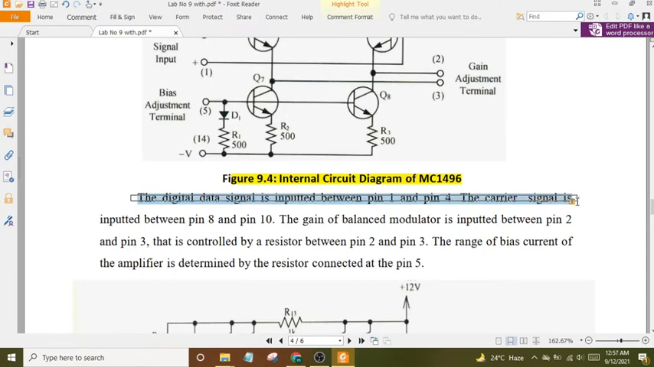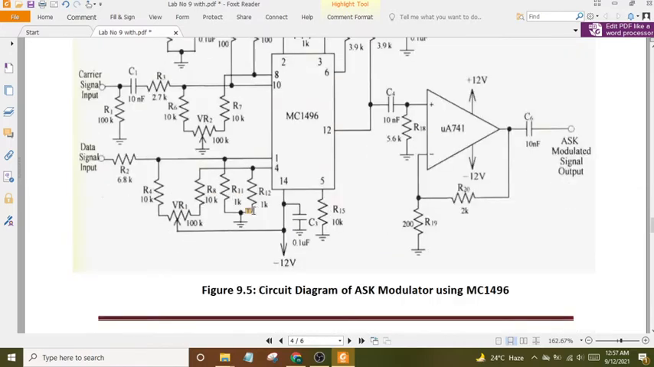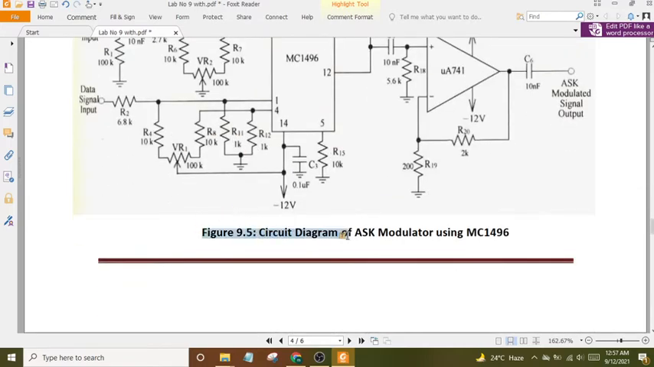Figure 9.4: Internal circuit diagram of the MC1496. The digital data signal is input between pin 1 and pin 4. The carrier signal is input between pin 8 and pin 10. The gain adjust of the balanced modulator is connected between pin 2 and pin 3. The gain is controlled by the resistor between pin 2 and pin 3. The bias current of the amplifier is determined by the resistor connected at pin 5. Figure 9.5: Circuit diagram of the BASK modulator using MC1496.